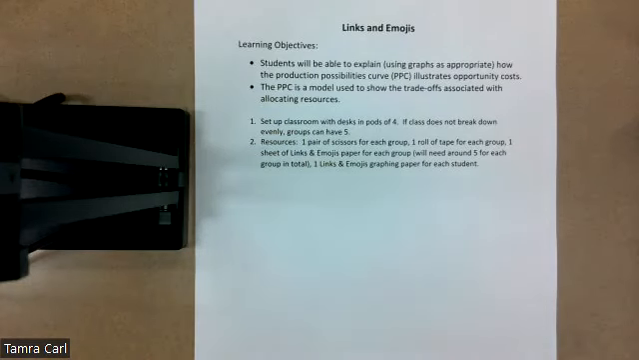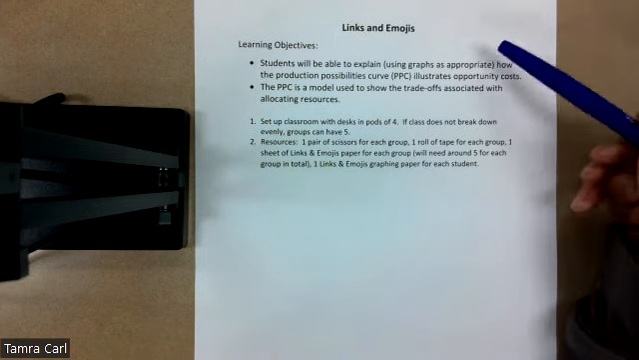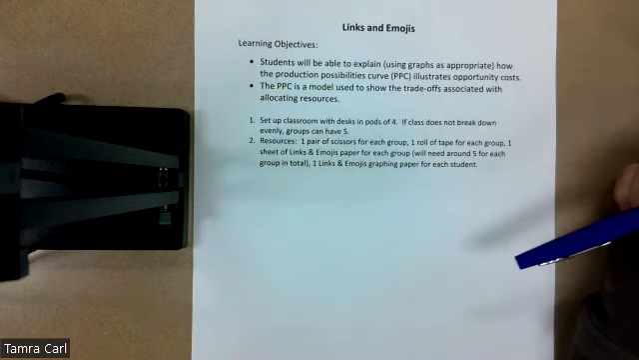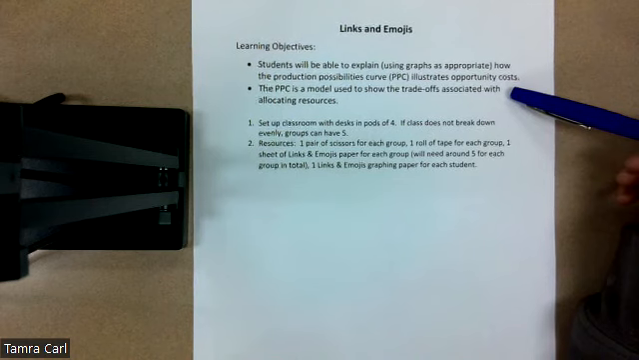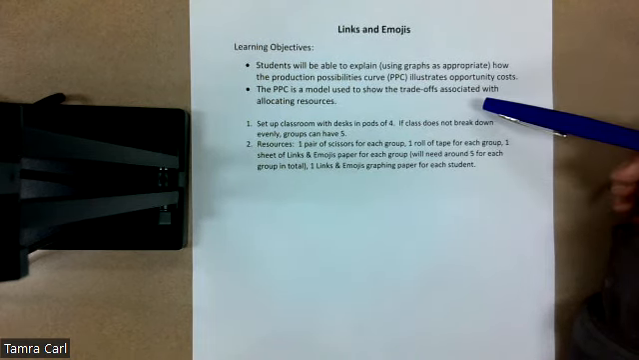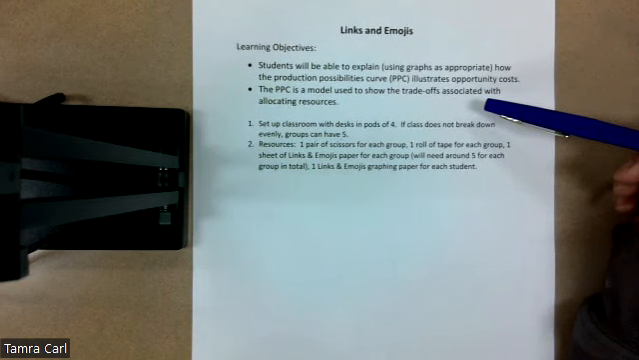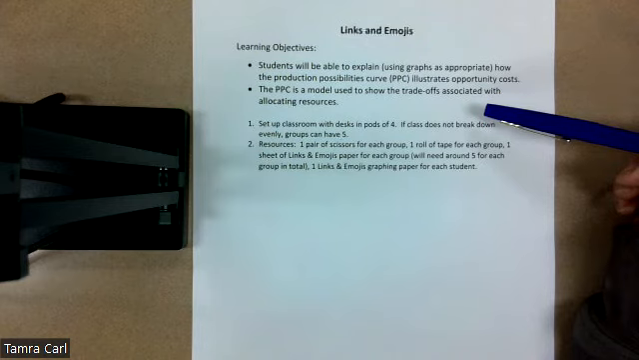In this simulation, we are making links and emojis. What we're going to be creating is a production possibilities curve, and that will illustrate increasing opportunity costs. These are the learning objectives that go along with this simulation. I don't have them showing up on the board when the students walk in. Rather, I want them to learn about this through the simulation.